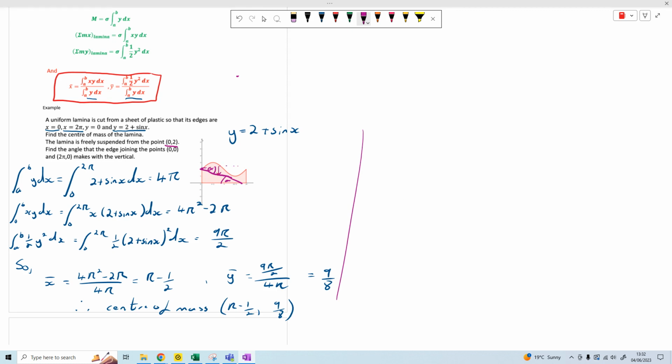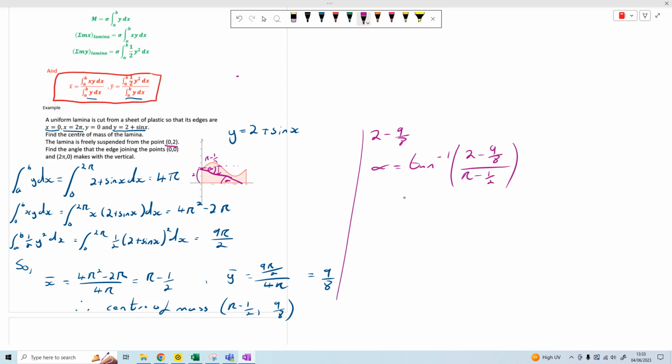So I want this angle up here. I need its height and its length. Well, I know its length because it's straight from 0, so its length is pi minus a half. The issue is its height, this height that I want. I know from 0 up to here is 2, and I know the center of mass has a height of 9 over 8. So this little height here is going to be 2 minus 9 over 8. So we're going to go straight into it: alpha must be tan to the minus 1 of 2 minus 9 over 8, all over pi minus a half.